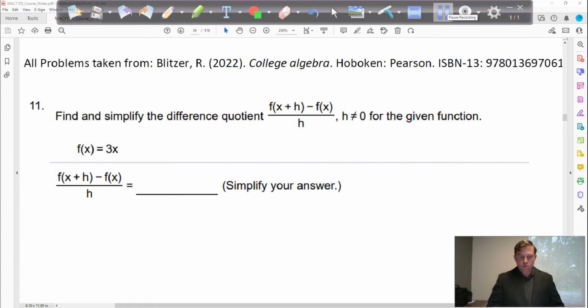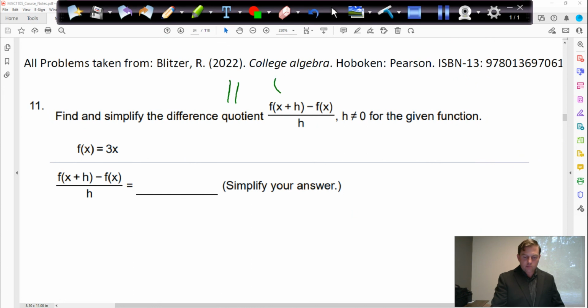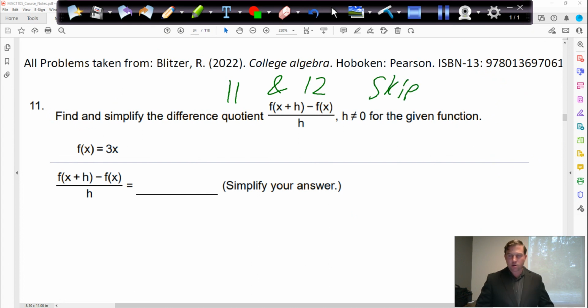Okay, so for 11 and 12, we're going to skip those because you're not going to see them on the homework, and they're just a little bit beyond what we need to cover in this course. So 11 and 12, you're going to skip. Don't worry about those. And that will complete section 2.2.